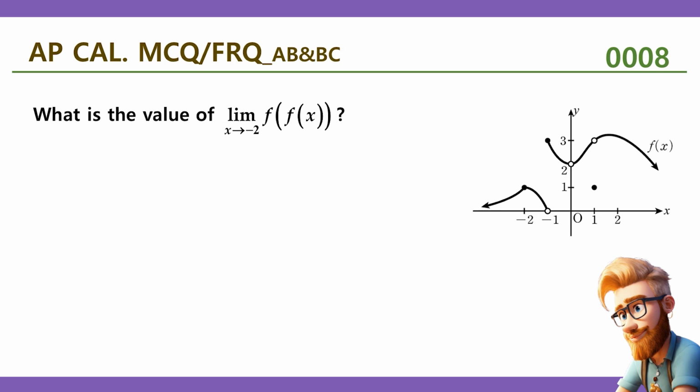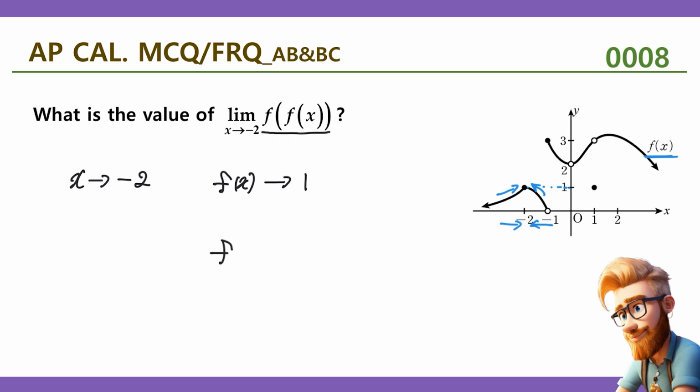Question number 8. What is the value of the limit as x approaches -2 of f of x? Okay, so x approaches -2 from the left hand side. If x approaches -2 from the left hand side, it approaches 1. From the right hand side, it approaches 1, right? So we know that the function f of x approaches 1, right? So as x approaches -2, f of x approaches 1. So far so good?